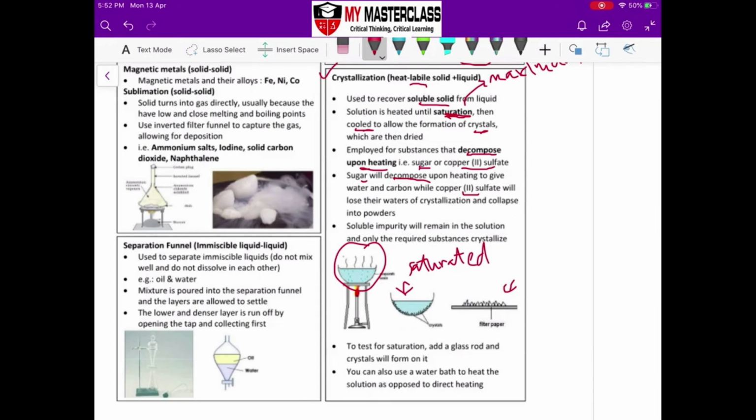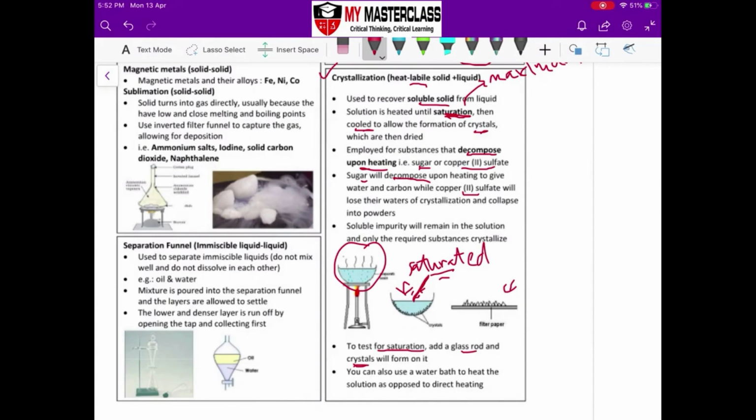How do I know that this is saturated already? To test for saturation, you add in a glass rod. If you add in a glass rod and then take it out immediately, and you see some crystals form along the glass rod, it means it is already a saturated solution. Crystals will form along the glass rod, so it is already saturated.